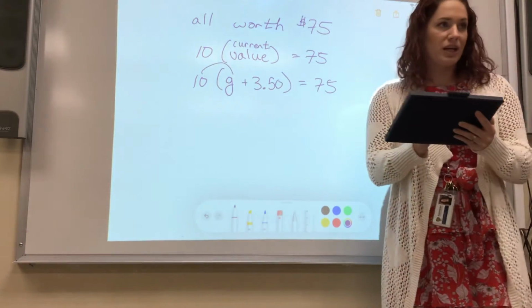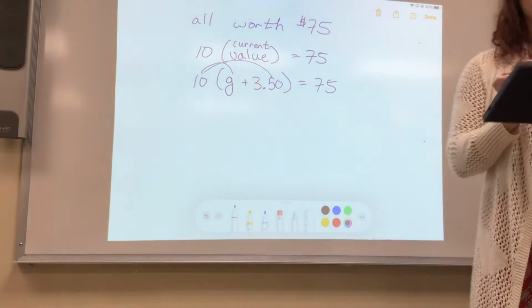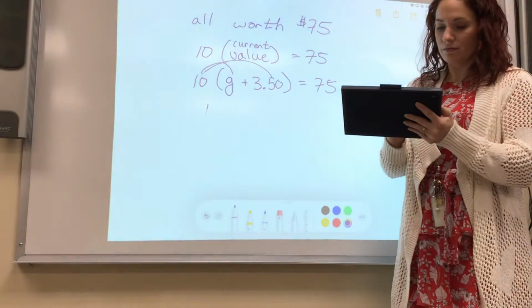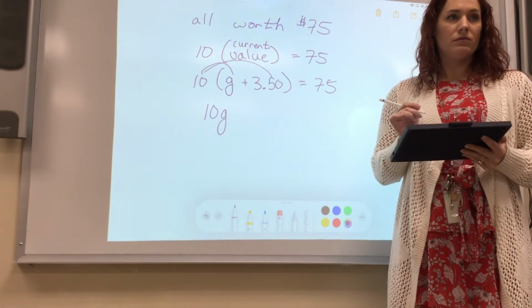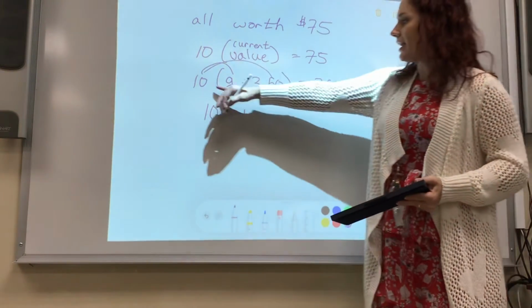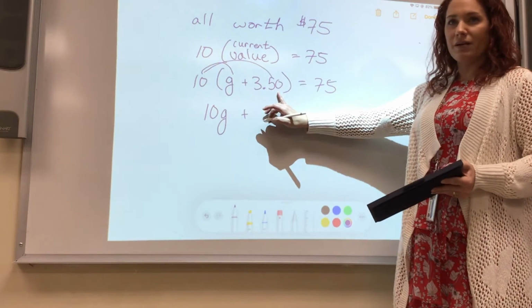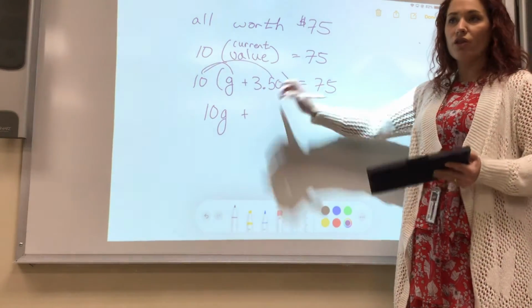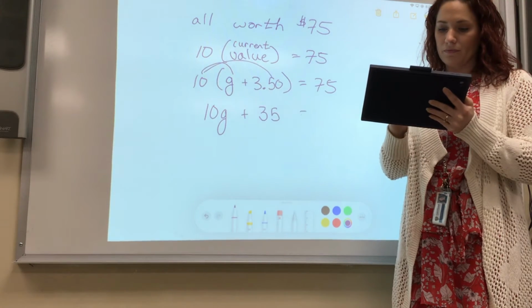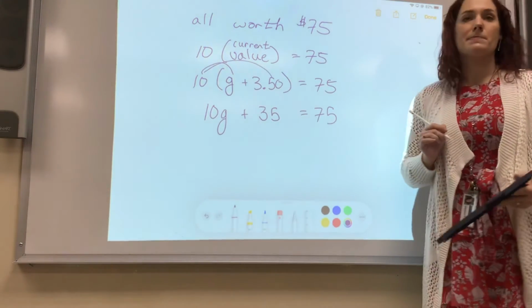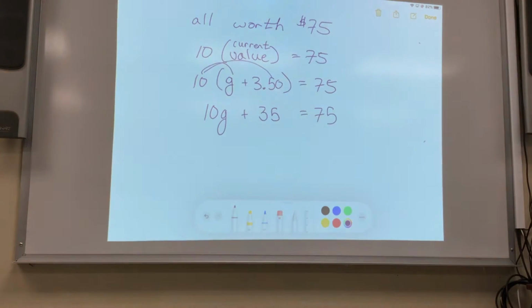So I'm going to take 10 times G, 10 times 350. 10 times G is 10G. 10 times 350. 10 moves the decimal one place, so what would I get? 35. Now it's a two-step equation like you were solving last week. So I need to get the G term by itself. How do I find the inverse operation, or what is the inverse operation?